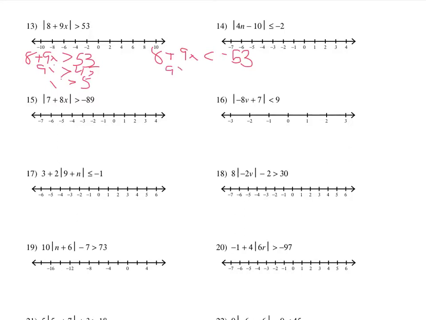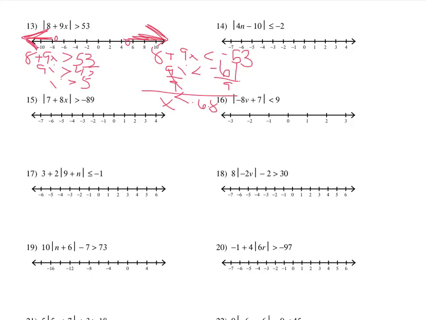On this side, I'll subtract that 8, so we'll get 9x is less than -61. Divide by -9. That is about -6.8. So I need an open circle at 5. And I need an open circle at -6.8. Any value greater than 5, so that's away. And less than -6.8, so I'm going towards the arrows here.